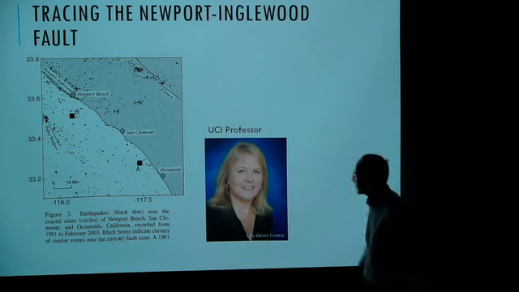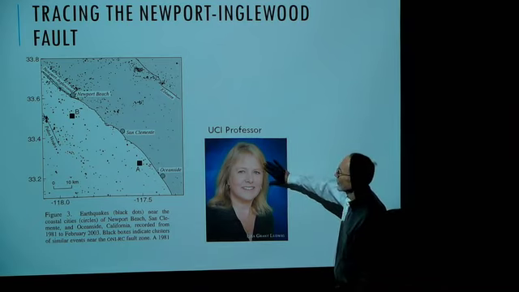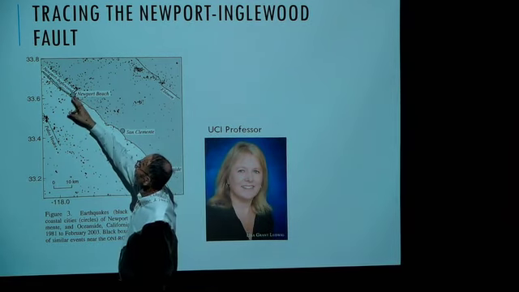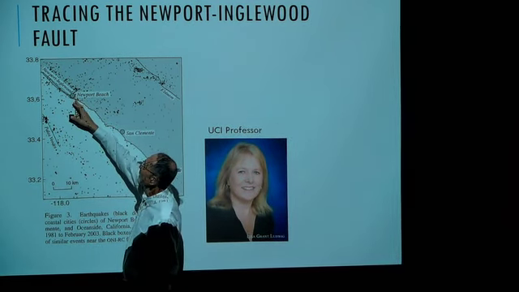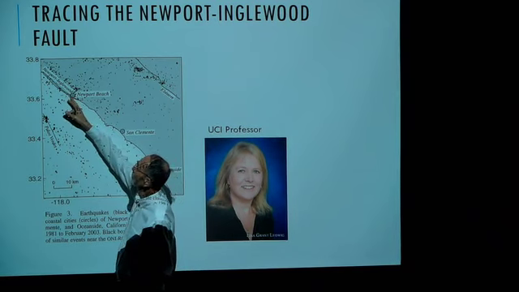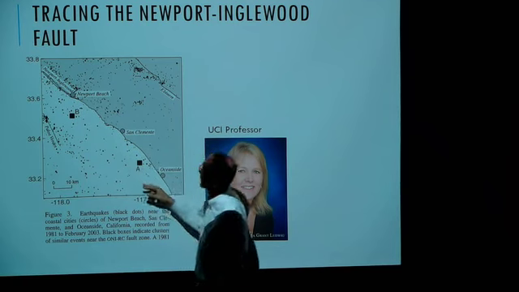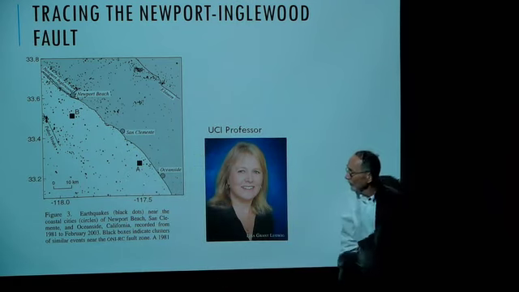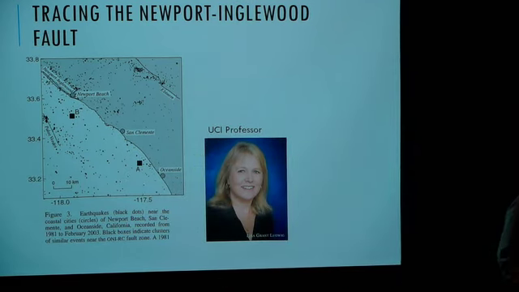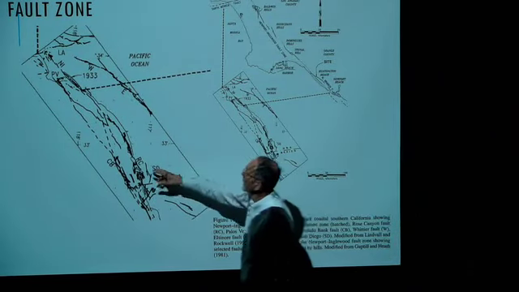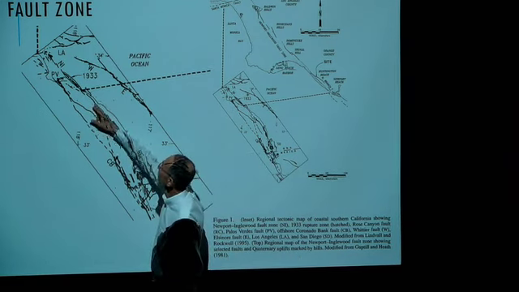Anyway, she's done a whole bunch of studies on earthquakes in the area, including trying to trace the Newport Inglewood Fault south of Newport Beach. So you can very clearly trace the fault from Newport to Inglewood, but what happens to the Newport Inglewood Fault as you go south? And she did a study a number of years back where she argues it ties up with what's called the Rose Canyon Fault, and it extends down here like that.